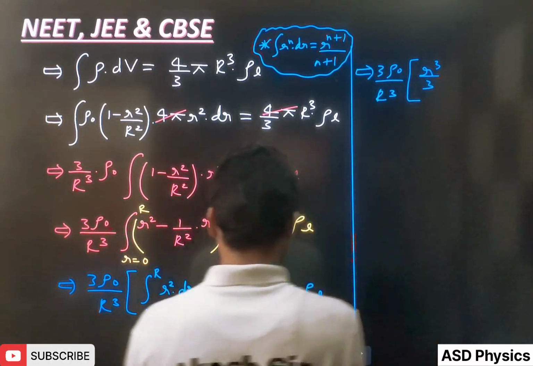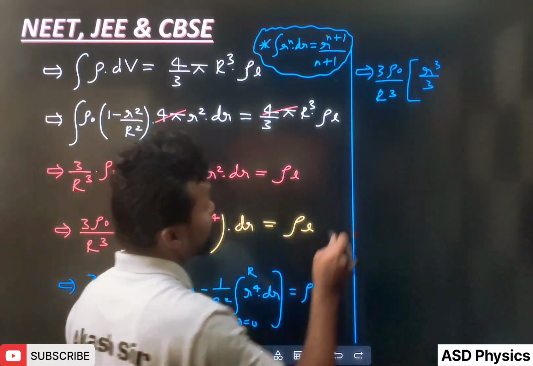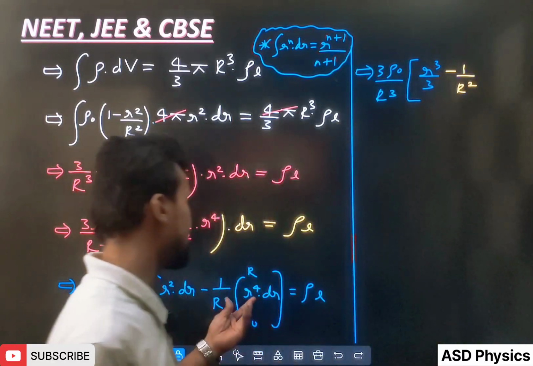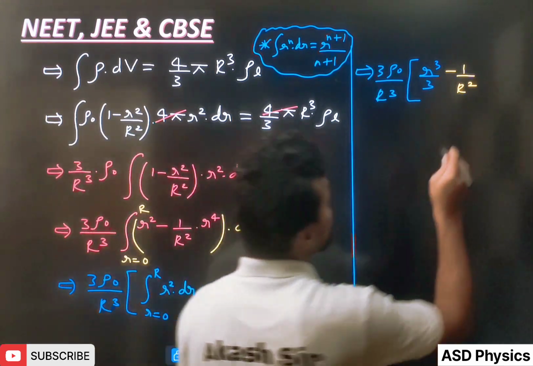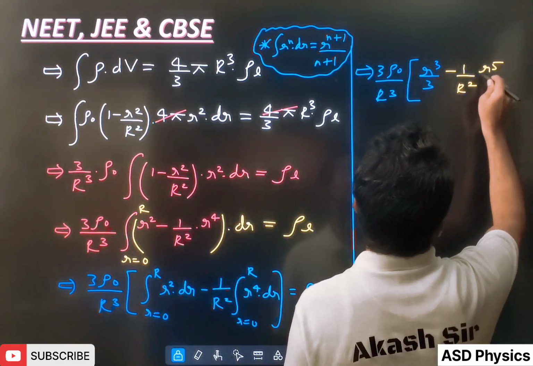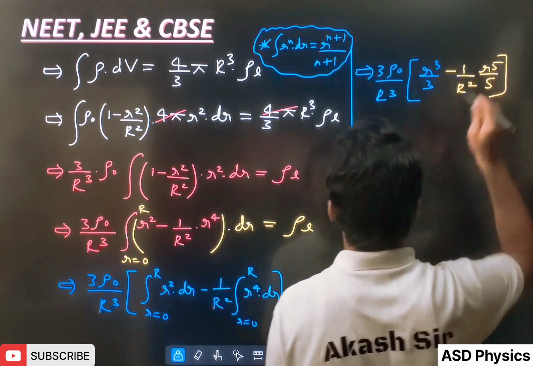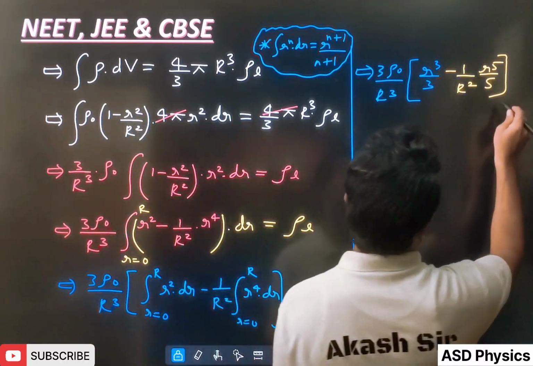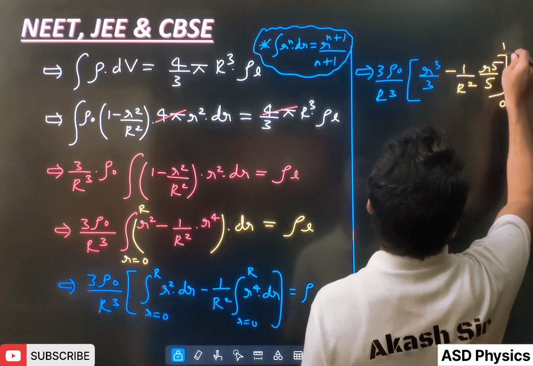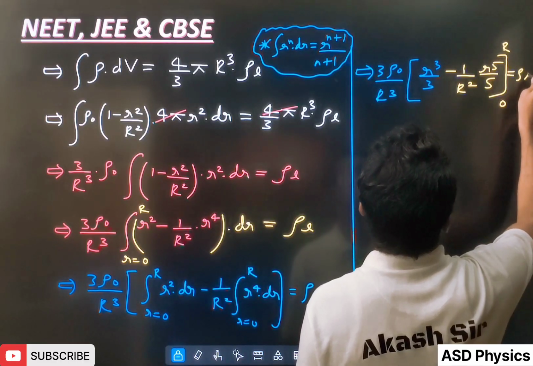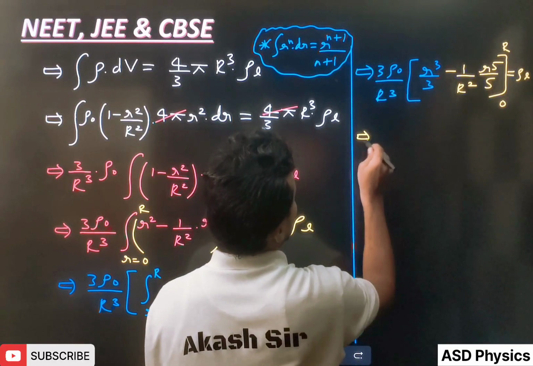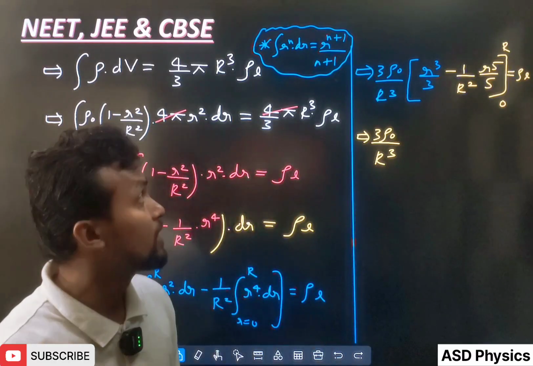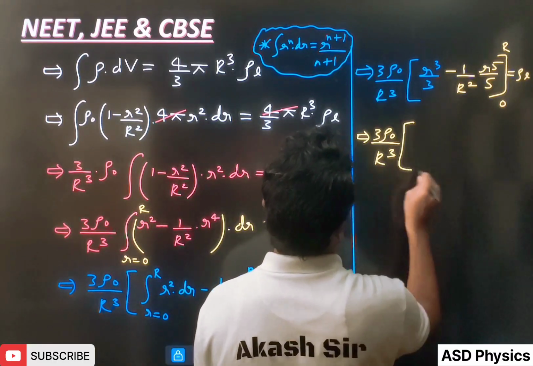Okay, and here if I write here, what will this become now? See, minus 1 by R square, and here r to the power 4 dr, what will this become here? r to the power 5 by 5 here. Okay, and overall you can see 0 to R, this is also 0 to R, so I can just write here 0 and R, equal to density of the liquid. Okay, so let's see now 3 rho naught by R cube. Now let's put here the limits.